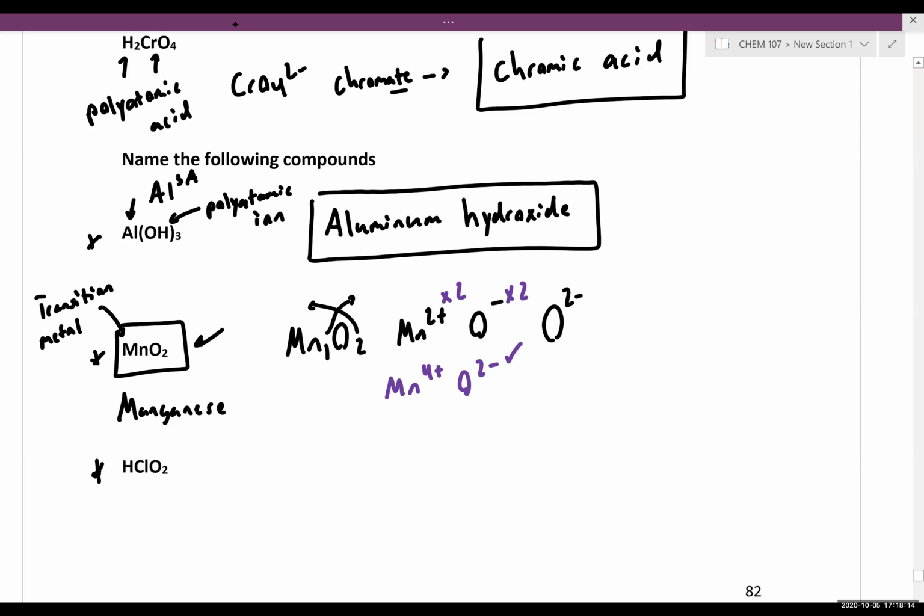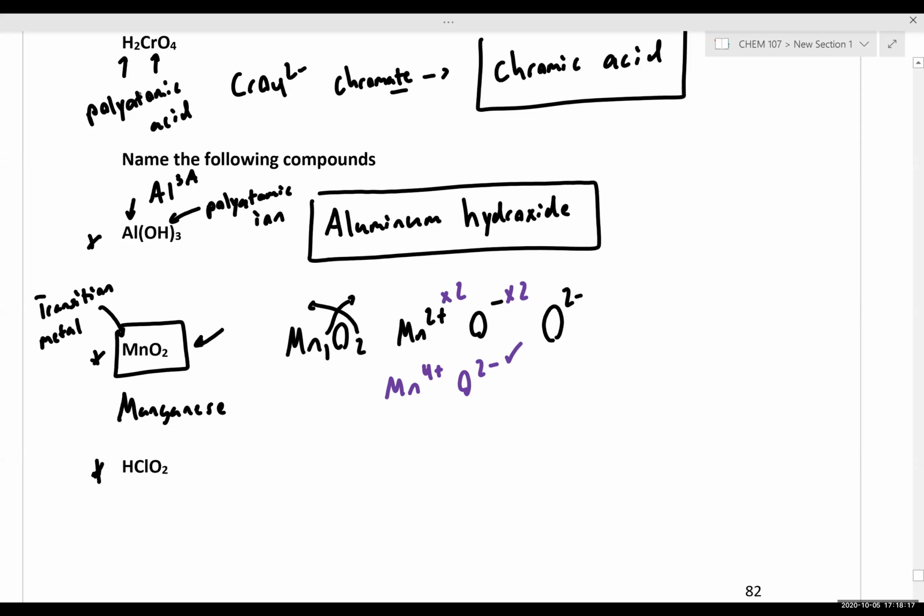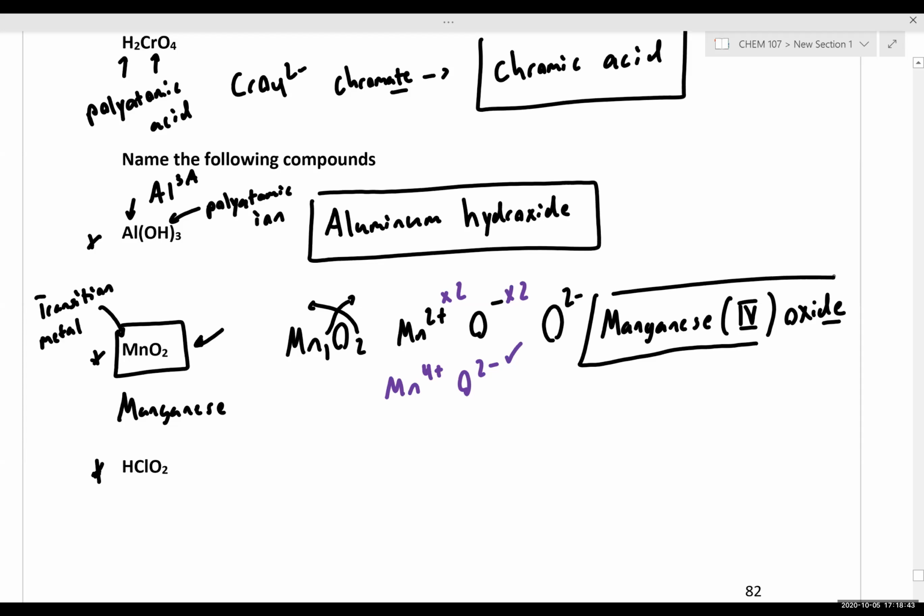Now that we have the charge established, we can name this compound. So we write the name of our metal, which is manganese. We specify the charge in Roman numerals, which would be 4. And then oxygen is named with the -ide ending, as we're dealing with an ionic compound with a non-metal anion. So this would be manganese(IV) oxide. Does this example make sense to everyone? Any questions on this example?